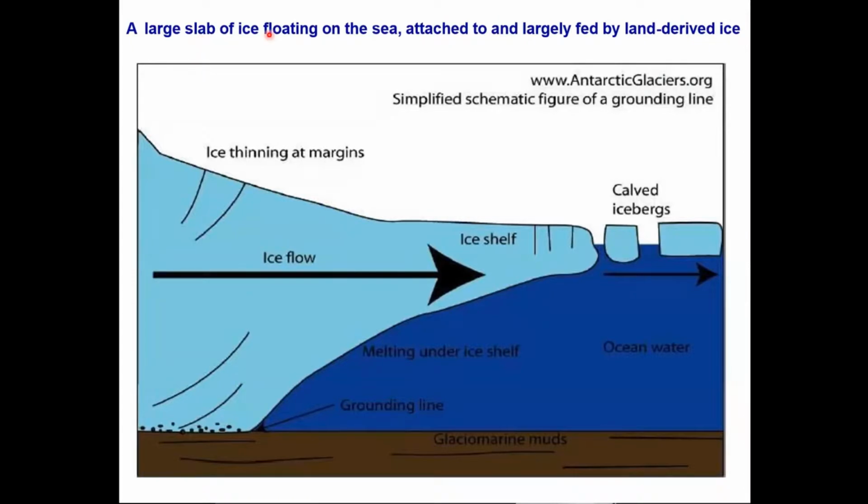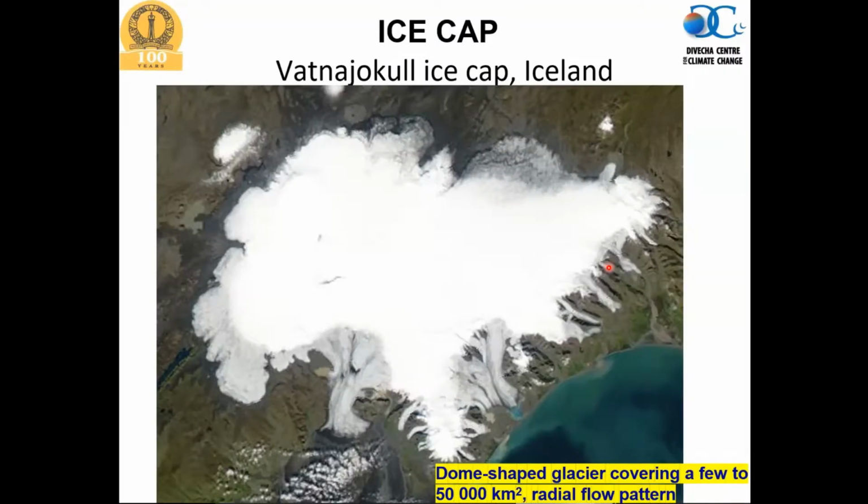An ice shelf is a large slab of ice floating into the sea, attached to the land-derived ice. So you can see in Antarctica, this is the ice flow, then ice shelves are there. Because it is still anchored to the land, it is called an ice shelf. And some of this portion gets carved out, and icebergs are formed because of ocean activity.